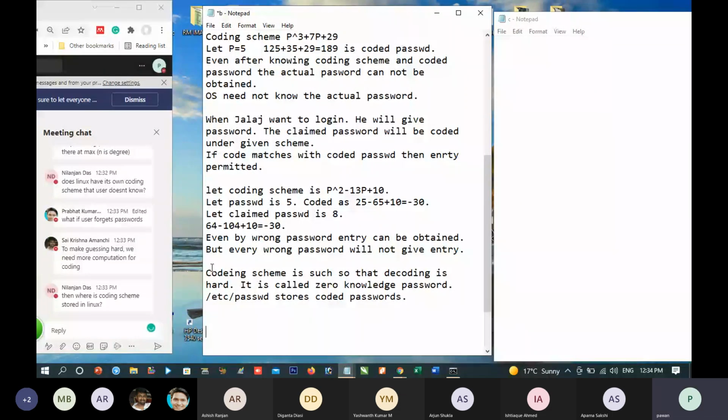That is correct. A little bit more complicated coding scheme can be made. Is this correct? Yes. Shai Krishna, you are correct. What else is your doubt? Coding scheme and coded password are visible to every person. What is your doubt now?